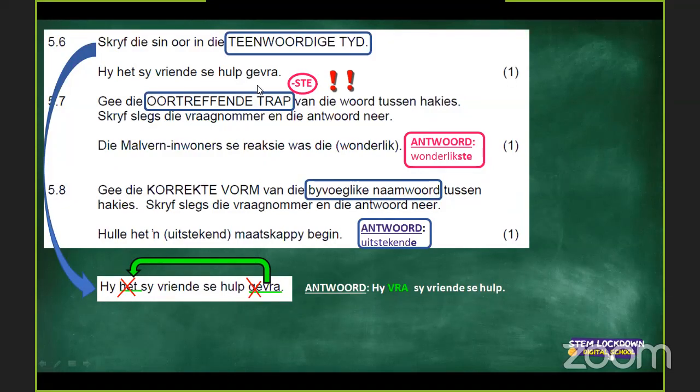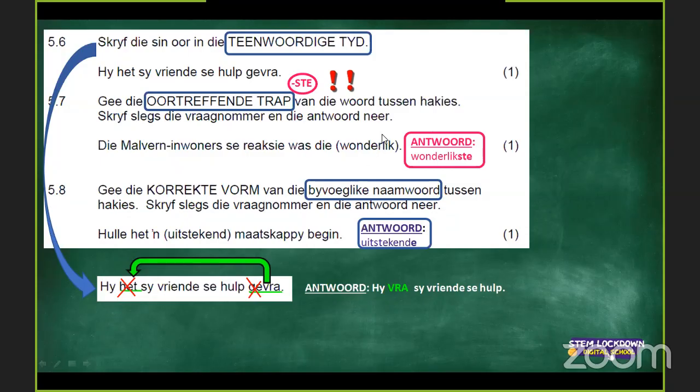So die oortreffende trap is the third group of the degree, or the third degree of the degrees of comparison, and that is where we add STE to the word. So die Melvin inwoners se reaksie was wonderlik. So only as an answer, you're not going to write out the whole sentence, you are only going to write down the answer. I'm going to write down wonderlik, and I'm going to add STE, wonderlikste.